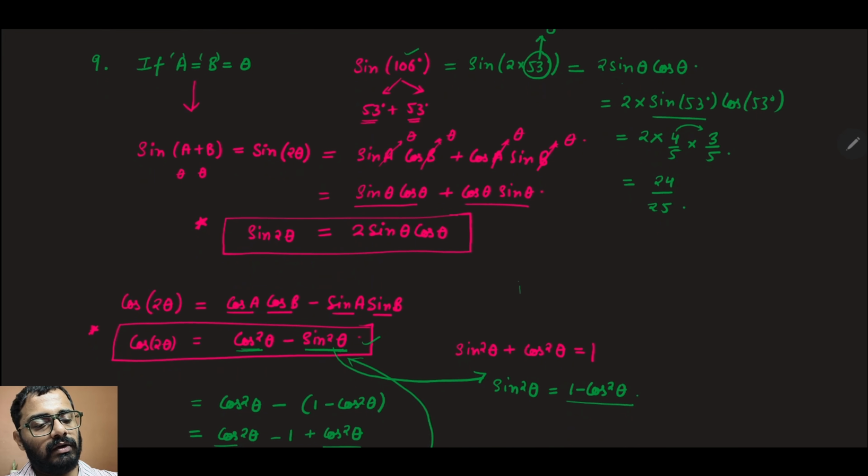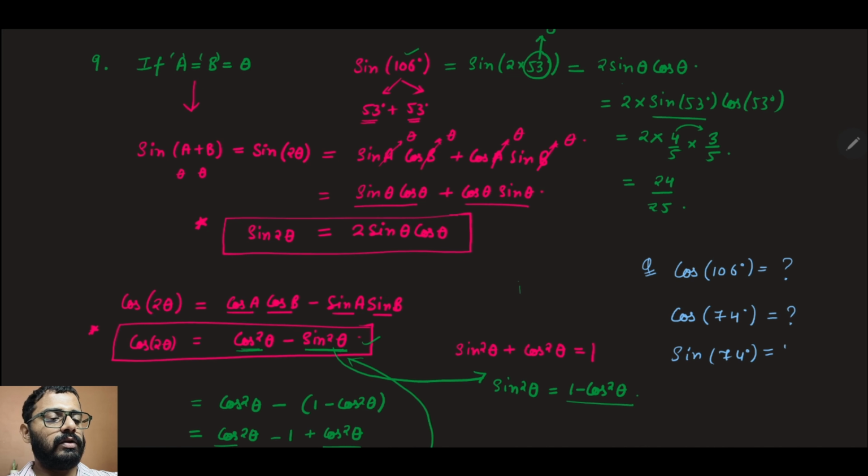After this, try one question by yourself. The question is: find cos 106 degrees and cos 74 degrees. Find sine 74 degrees also. So this part you have to complete.